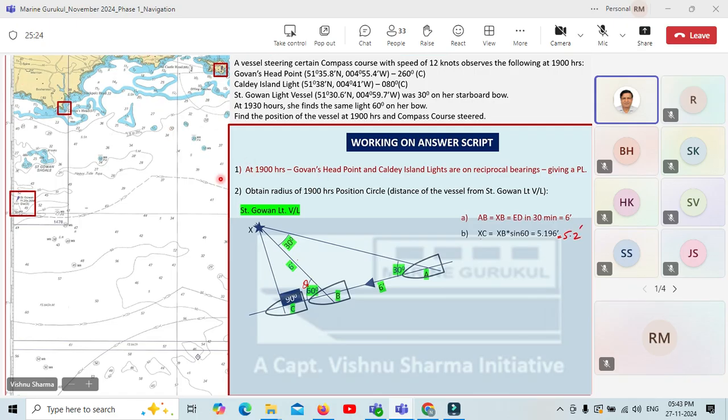Understood, beta? Yes or no? Am I clear, guys? So we get this beam distance as 5.2 miles or 5.196 miles. Is that clear to everybody or any questions?